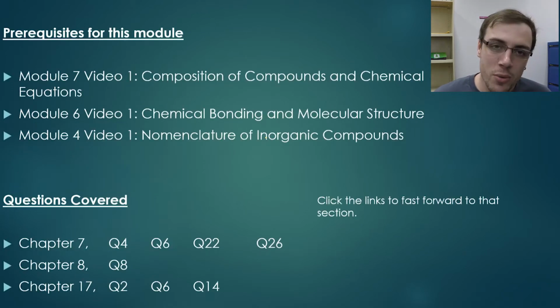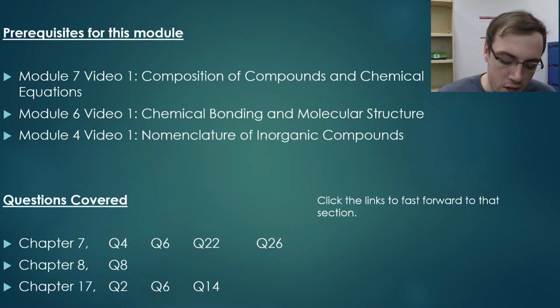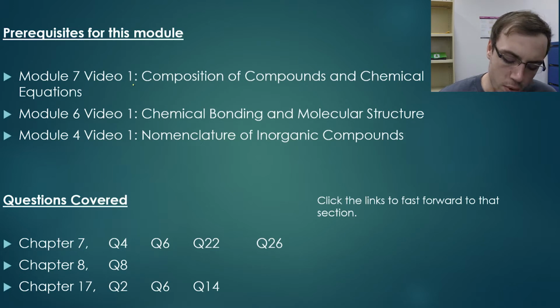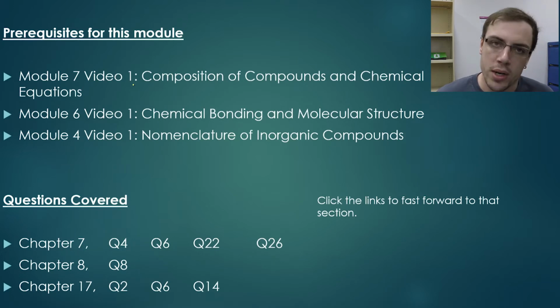So a couple of prerequisites as per usual for these modules. Highly recommend that you watch the first video of Module 7 as that's a lead up to doing these questions. It will also really help you to go through Module 6 and Module 4, so just looking through the chemical bonding, molecular structure, and how we name things. So that will come in very useful for trying to answer these questions as they're all sort of intertwined.